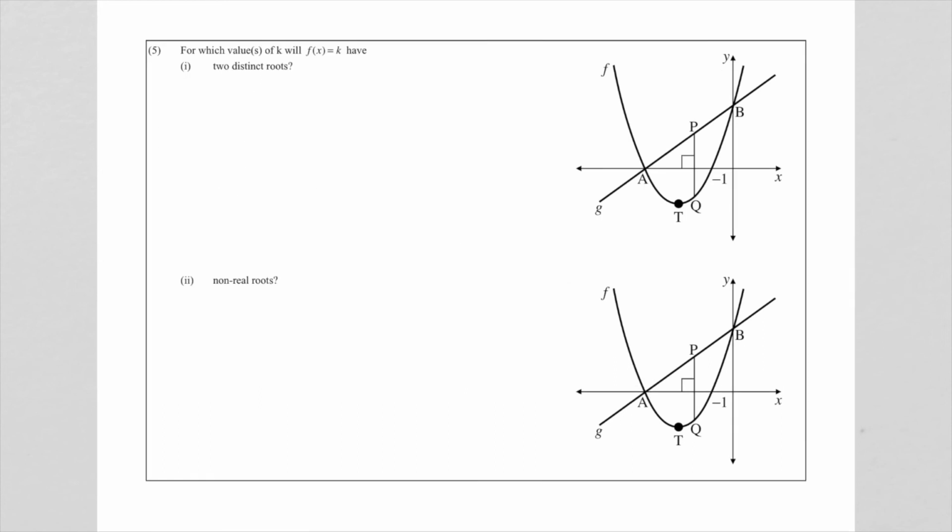In question 5, they ask us for which values of k will f(x) equal k. And you will notice there's more than one sub-question. In this first one of number 5, they say f(x) is equal to k, and the roots must be different, 2 distinct roots. In the second part, the roots must be non-real. So let's just look at this one. f(x) is equal to k, that is the parabola that was given to us. And they now said to us it must be equal to k.